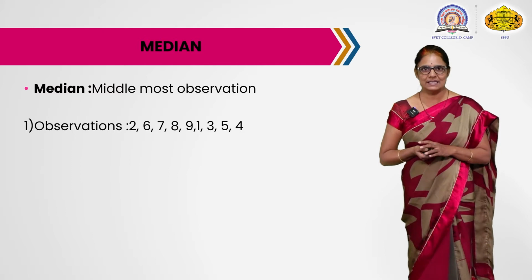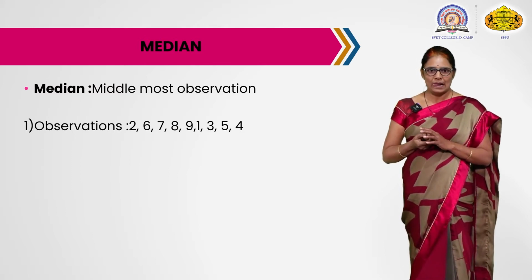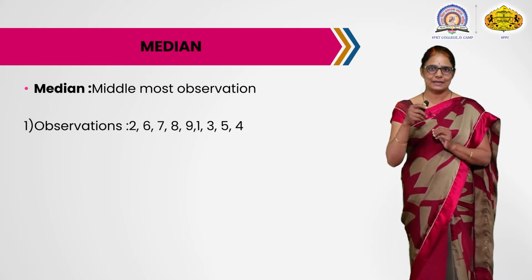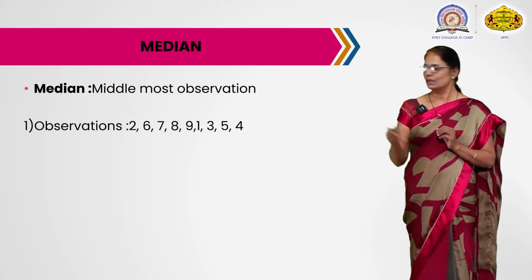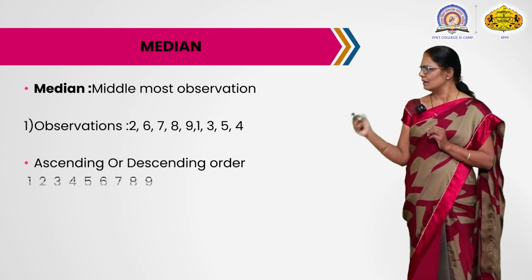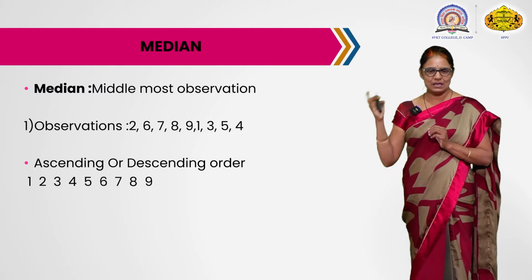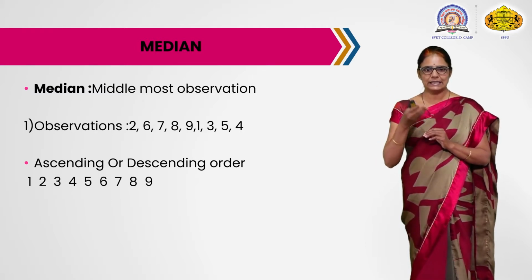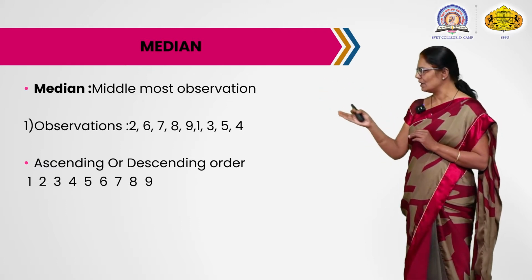So consider one simplest example. Suppose we are given these observations, and the first thing is we have to write all these observations in ascending order or descending order. Now I have written here all the observations in ascending order, that is from smallest value to largest value. So the first smallest observation is 1, then 2, then 3, then 4 and so on. Write all these observations in this form.